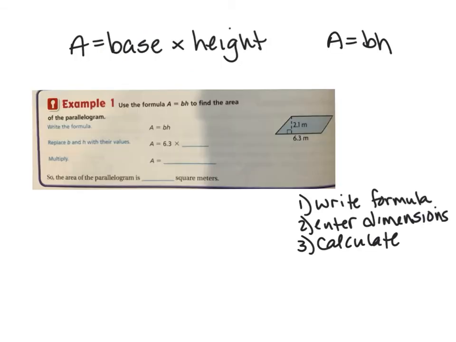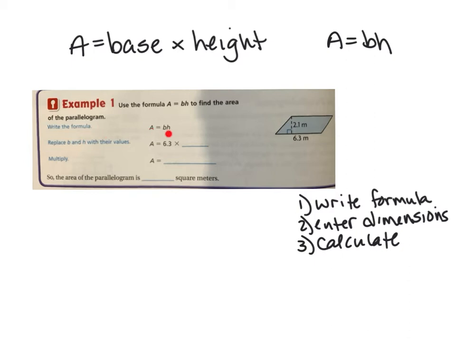Okay, so let's look at an example of calculating with this. I put the formula here written out, area equals base times height. This is for the area of a parallelogram, and can be used for a rectangle and square as well. Usually you'll see it written A equals BH. That's the formula they're referring to. The steps for solving these are really very simple. Just write the formula, enter the dimensions, meaning the measurements for the parallelogram you're looking at, and then calculate it.